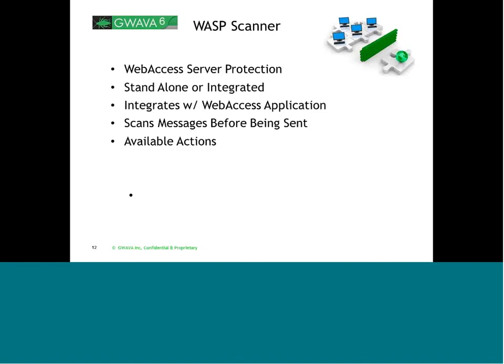Our Wasp Scanner provides real-time scanning. So this provides you with web access protection. So if your users are using web access, our Wasp Scanner protects your web access area. So besides the SMTP, the MTA, the POA, the Wasp Scanner is similar to the Vibe Scanner, where we would do the scanning immediately. It integrates seamlessly with your web access application. And of course, before the message is even sent, GWAVA is scanning it real time.